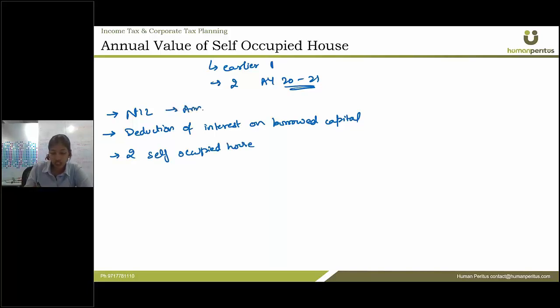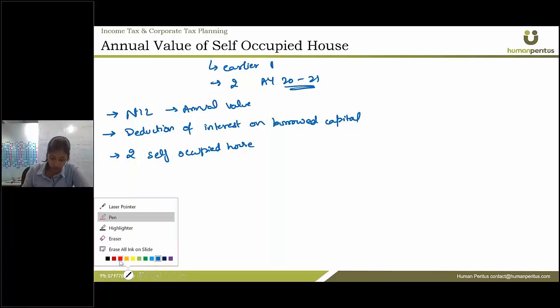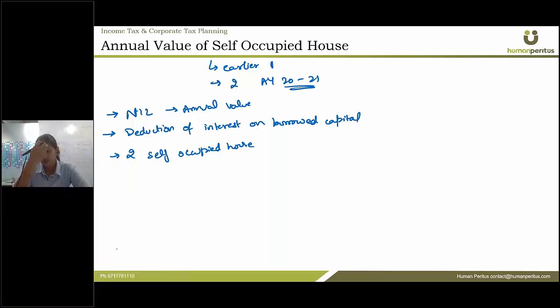So annual value is nil. Deduction is available on interest on borrowed capital only, no standard deduction, and can be claimed for 2 self-occupied houses. That means the deduction on interest on borrowed capital, it is a self-occupied house, and as I told you, in self-occupied house we had 2 purposes, acquisition and construction and renewals and repairs. For acquisition and construction 2 lakhs was the limit, and for other purposes it was 30,000. So that is the deduction in the case of annual value of self-occupied house, where both houses are eligible, 2 houses are self-occupied.